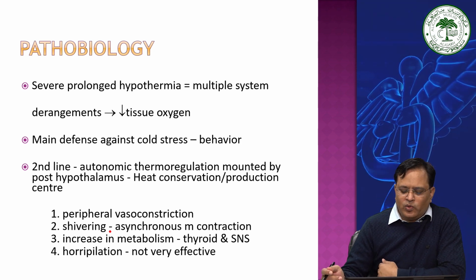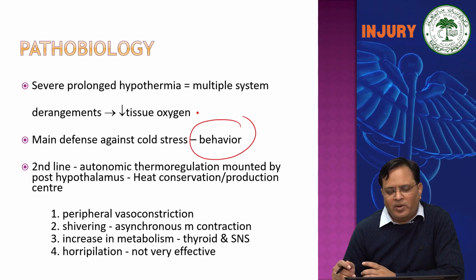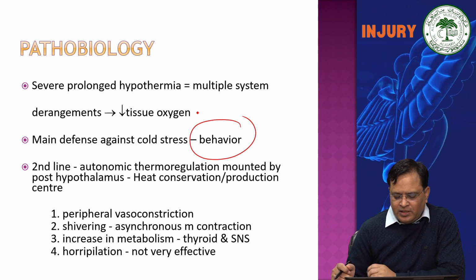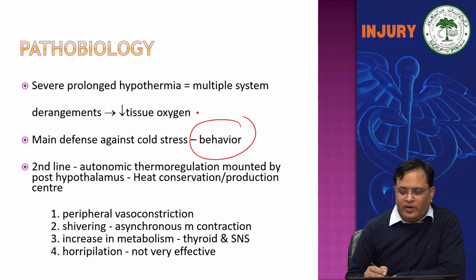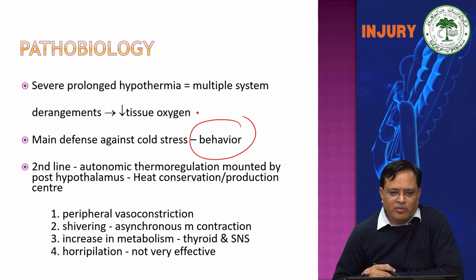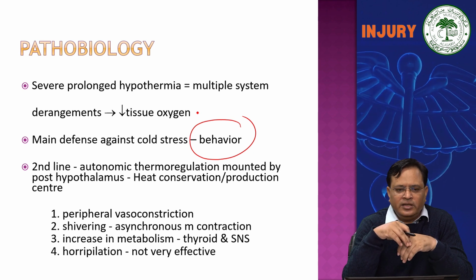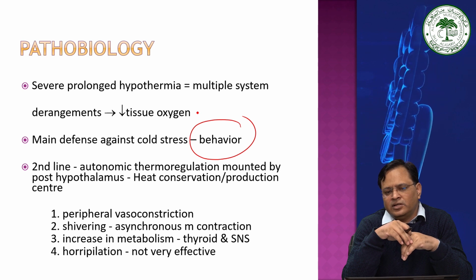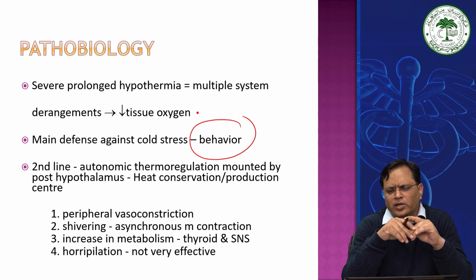The main difference, again: cold stress is our behavior, how we behave. Second line, automatic thermoregulation mounted by the hypothalamus: heat conservation and production of heat. Further mechanisms are vasoconstriction and shivering, which is another phenomenon. Shivering means muscle contraction, leading to increased production of heat, and increase in metabolic activities like the thyroid and sensorineural systems.